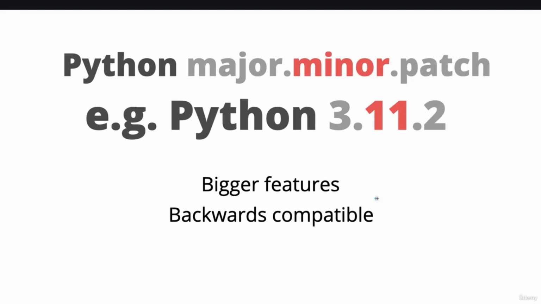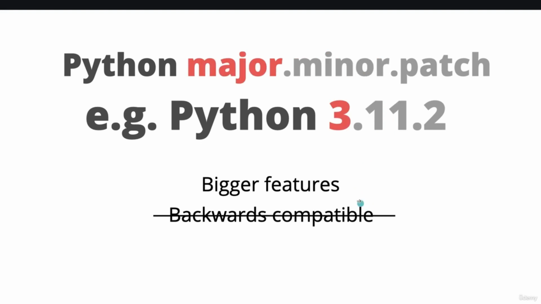Then we have the minor releases. Now, these are bigger features. So it's about, for example, switching from Python 3.10 to Python 3.11. So the second number indicates bigger features in the newer version that is released. And this is also backwards compatible.